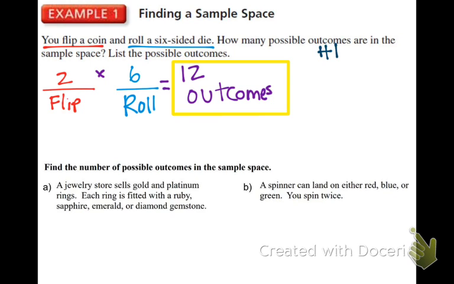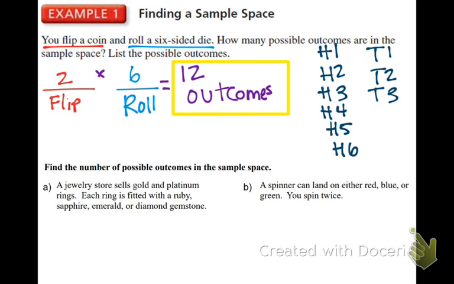Roll a 1. So heads and roll a 1, heads and roll a 2, heads and roll a 3, heads and roll a 4, heads and roll a 5, heads and roll a 6. Let's say we didn't flip a heads. We flipped tails. Tails and a 1, tails and a 2, tails and a 3, tails and a 4, tails and a 5, tails and a 6. Woo!